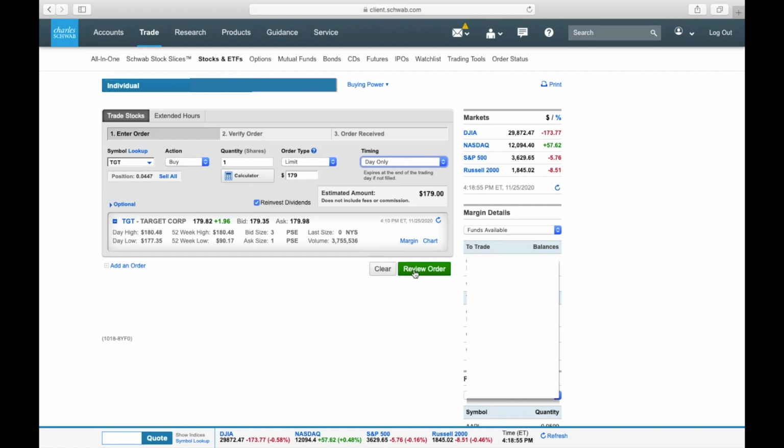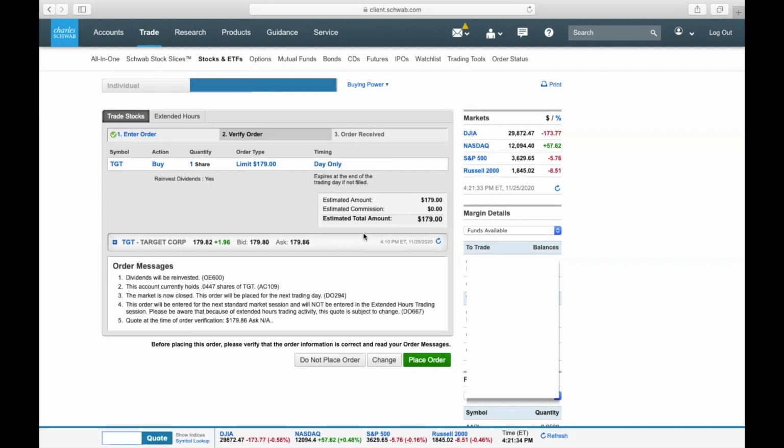What I'm going to do is review my order. I said, look, I want to buy Target, one share, and I don't want to pay more than $179. And this is only going to be for today. There are no commissions on Charles Schwab for this type of trade. So the estimated amount is exactly what I will pay. There's no commission, so I know I'm only going to spend $179. You read your order message. Dividends will be reinvested. That means I don't want to get paid my cash dividend. I want it to go back into the company so I can buy more shares. And you place the order. All right?